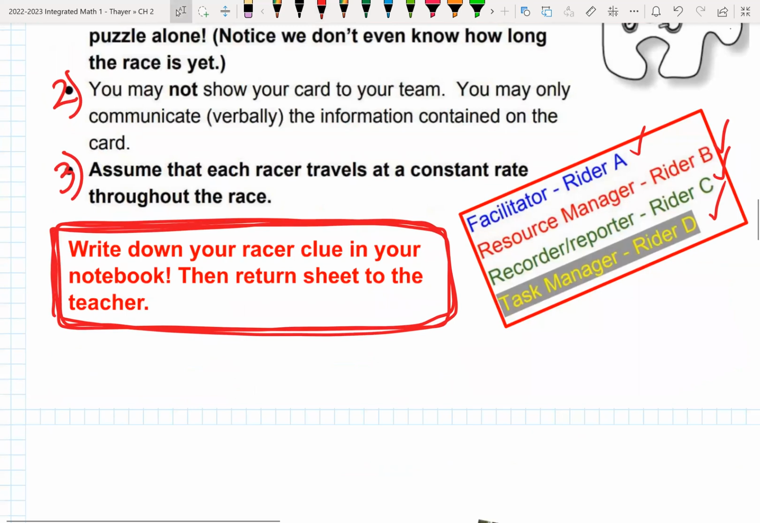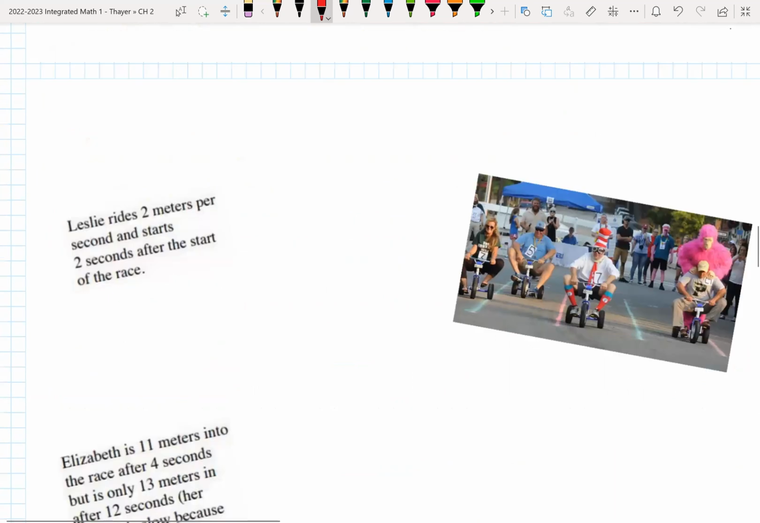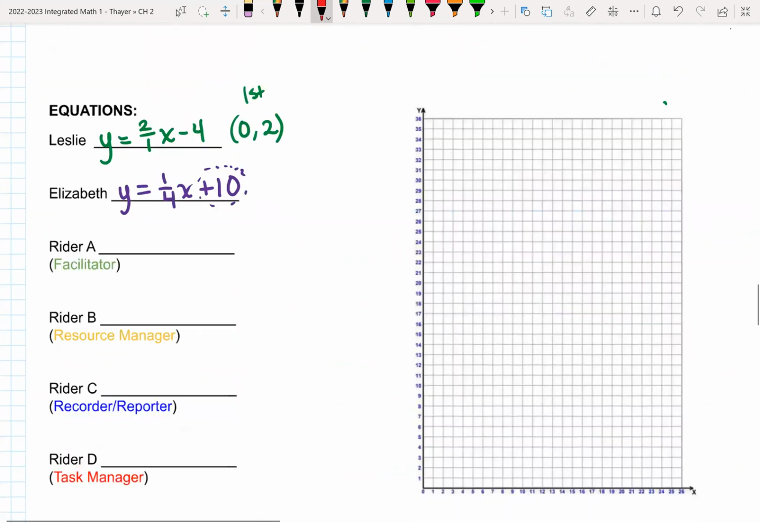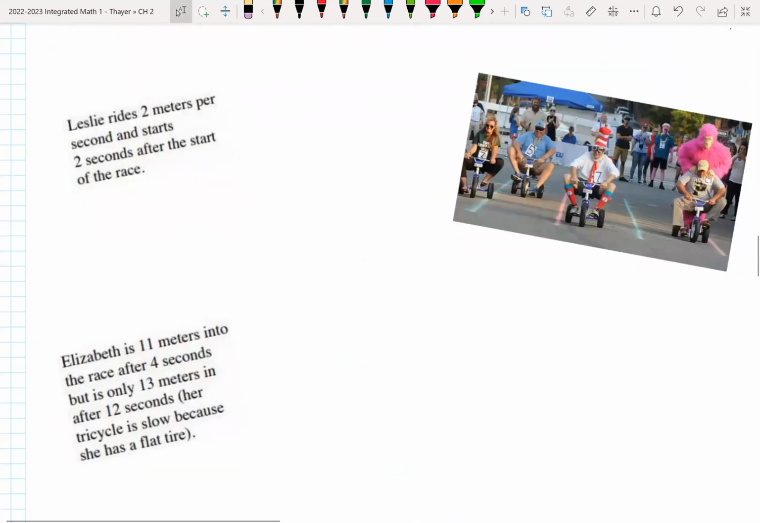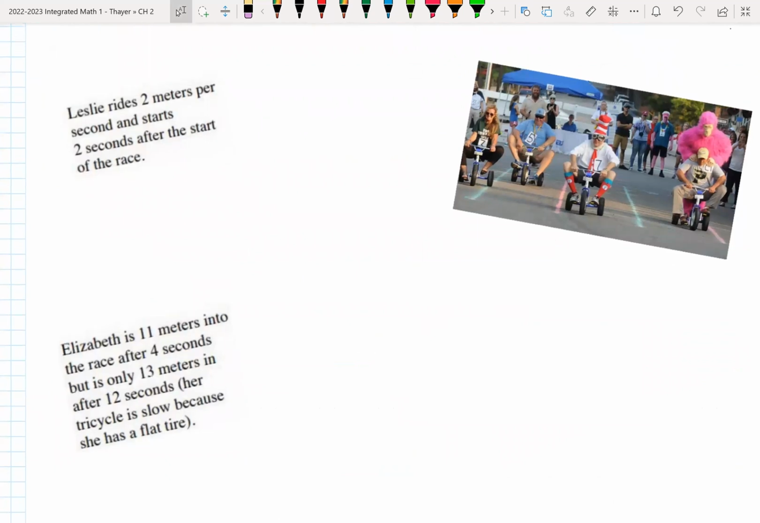Again, make sure you know what your role is and what your clue is. We'll come back to this. Okay. Take out your graphing notebook and let's look at the clues for Leslie and Elizabeth. So we'll start with Leslie right here.